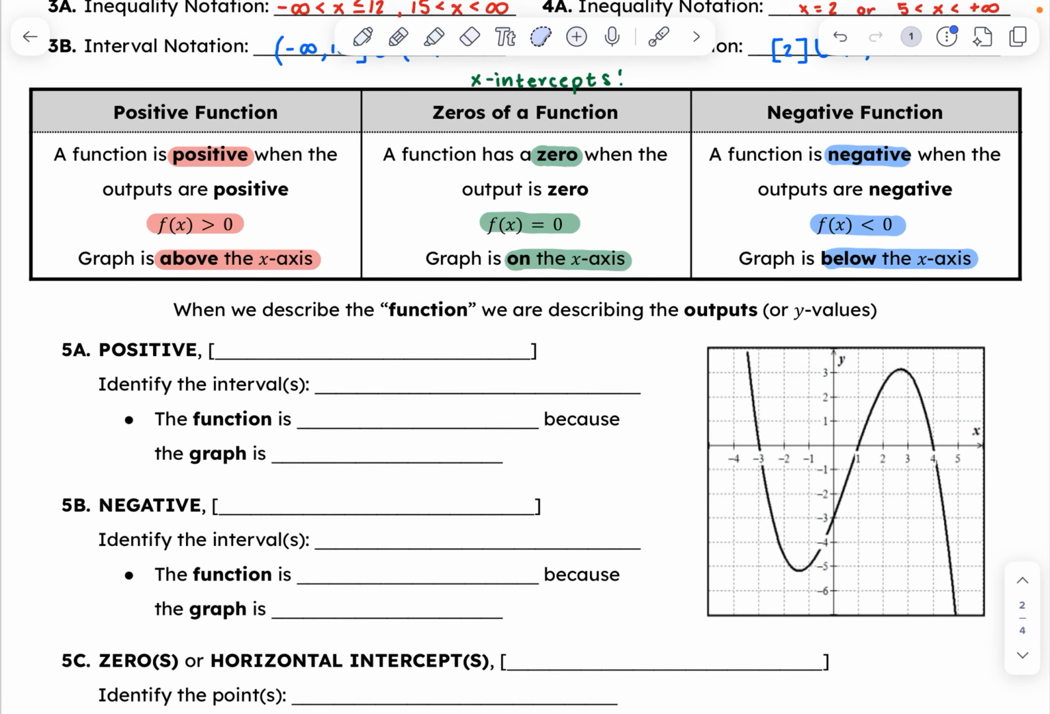All right, welcome back for part 2. So now that we understand interval and inequality notation, we are going to use it to determine where a function is positive, 0, or negative. Although these words may look like a lot, really and truly we are just asking ourselves, where is our graph above, below, or on the x-axis?